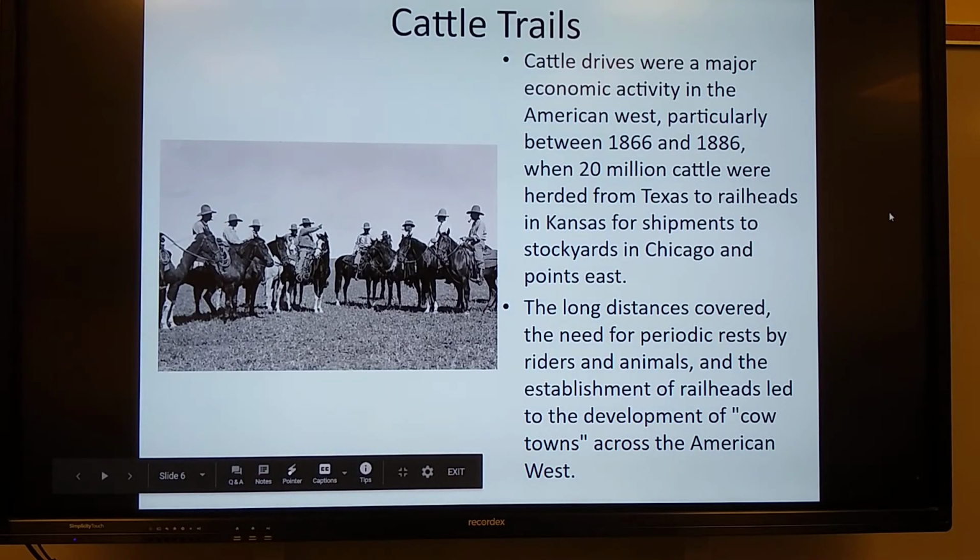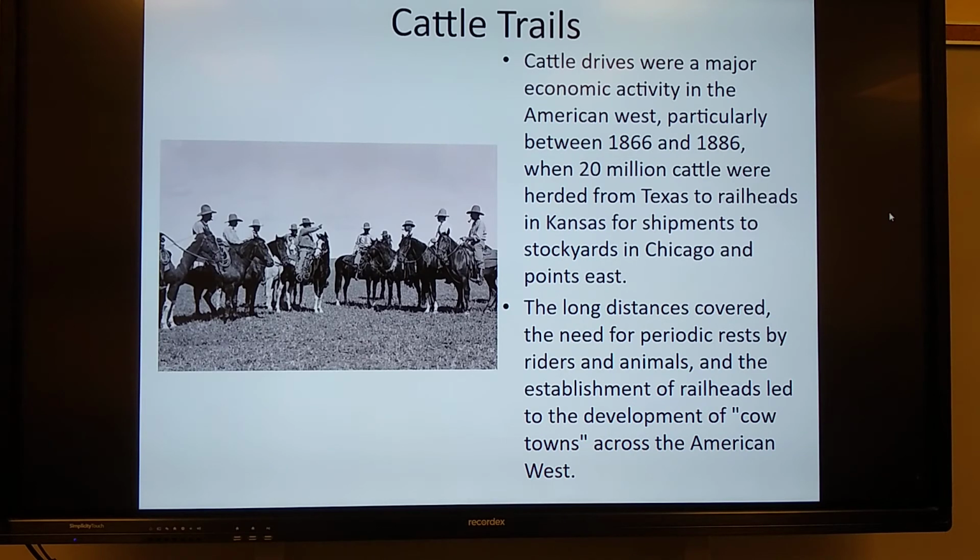Cattle drives were a major economic activity in the American West, particularly between 1866 and 1886, when 20 million cattle were herded from Texas to the railheads in Kansas for shipments to stockyards in Chicago and points east. The long distances covered the need for periodic rest by riders and animals, and the establishment of railheads led to the development of cow towns across the American West.